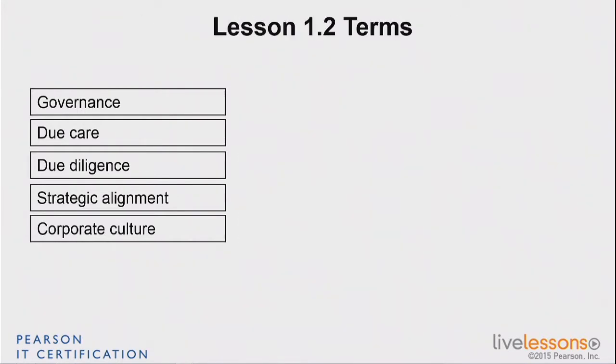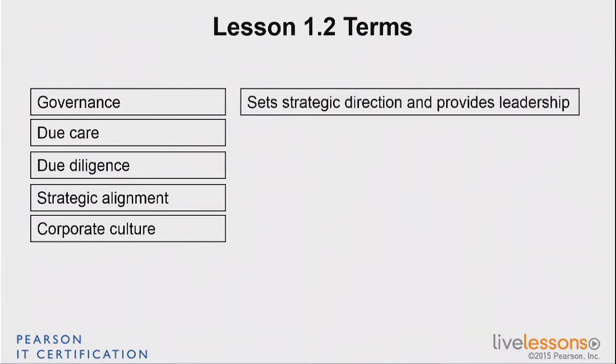All right, let's try our lesson 1.2 terms. The first is governance. Governance sets strategic direction and provides leadership. Now that's a truncated definition, but that's really what you need to know about governance. It's really the strategic direction. It's the leadership of our organization.